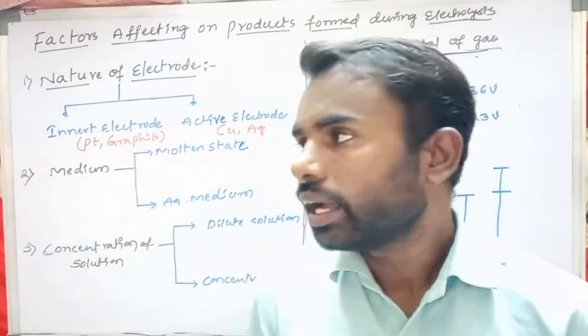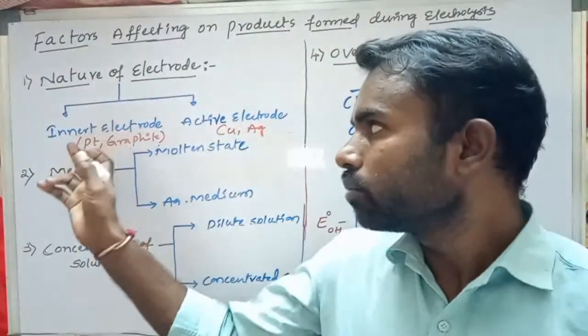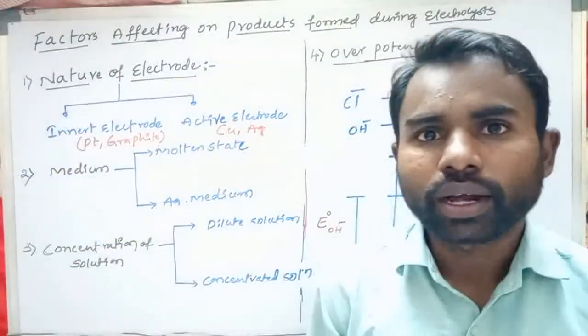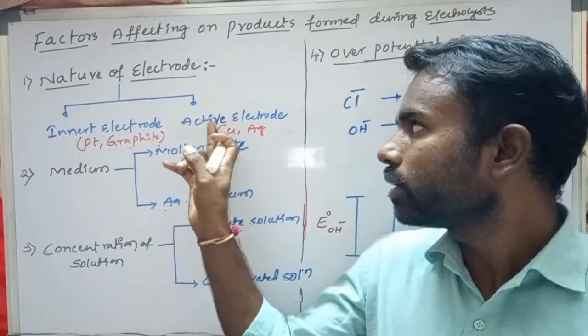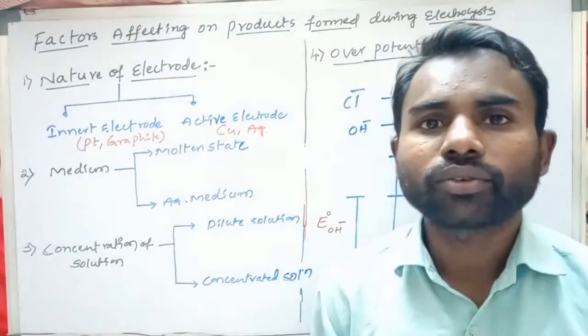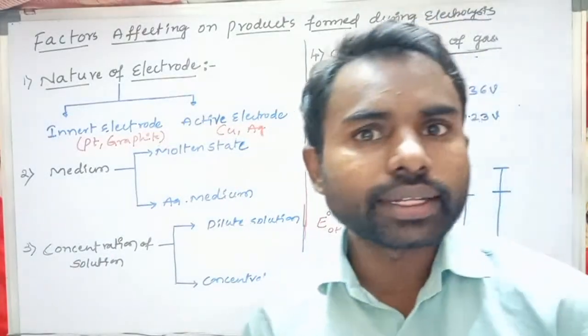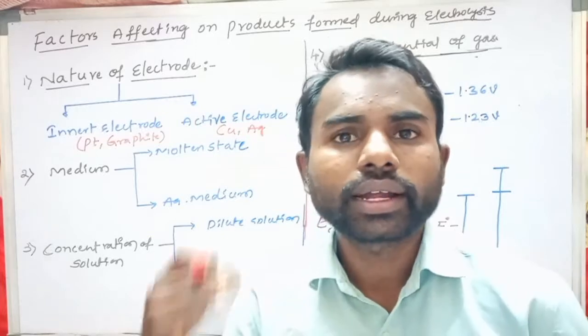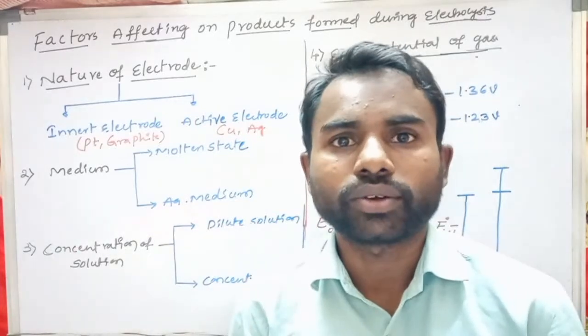For example, NaCl undergoing decomposition in the presence of inert electrode, and the same NaCl undergoing decomposition in the presence of active electrode. At that time we will get different types of product on the cathode electrode and anode electrode.